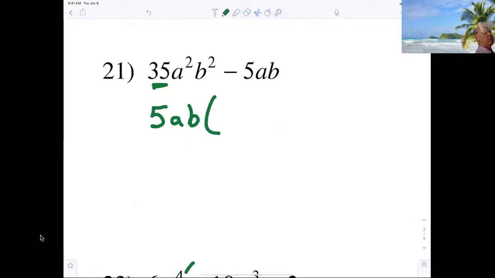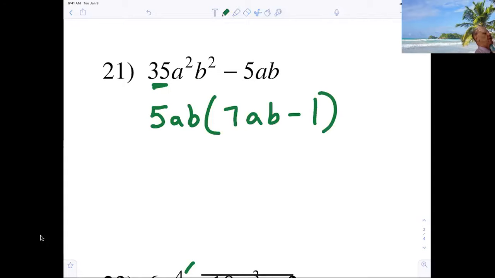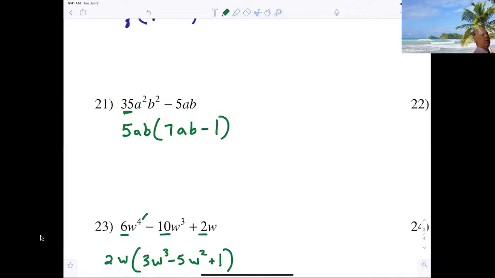Do the numbers now. 5, 8, 35. What do I do with numbers again? Divide. Yep. Up to 7, minus 1. Perfect. You hear me? Divide numbers, subtract exponents. That's what you got to remember. Divide numbers, subtract exponents. Listen, thank you.